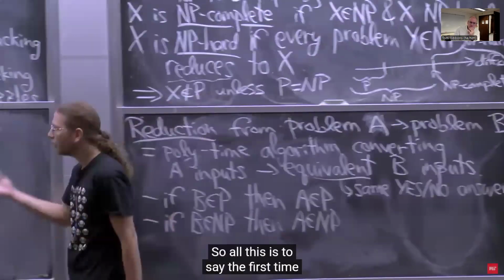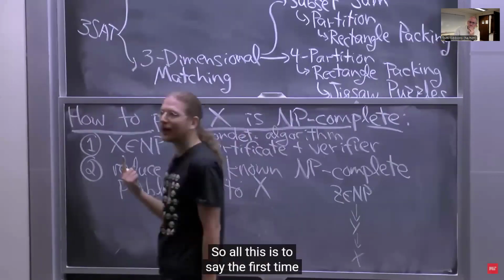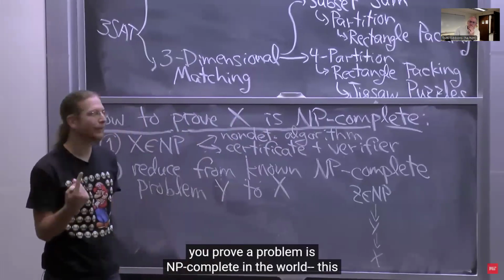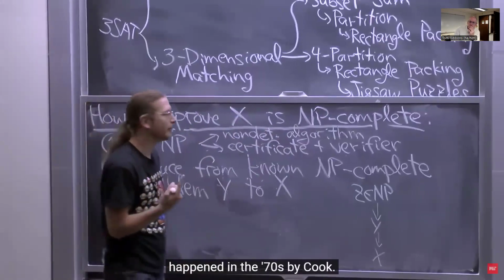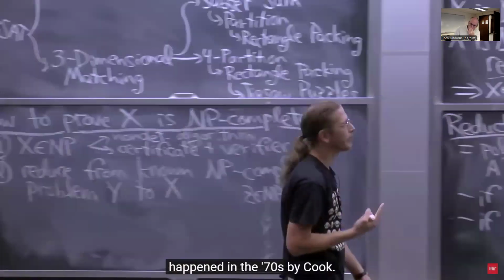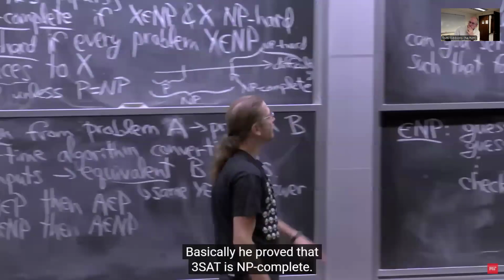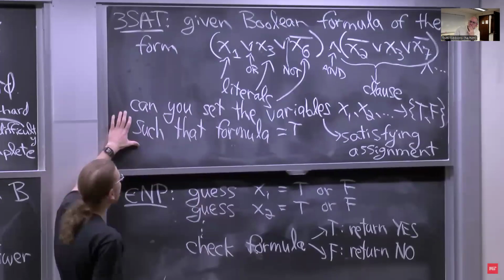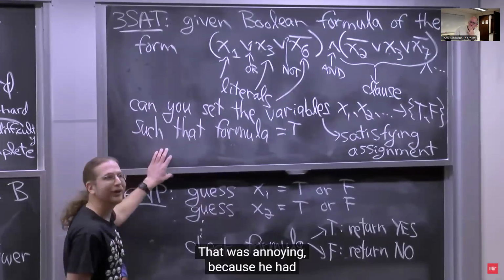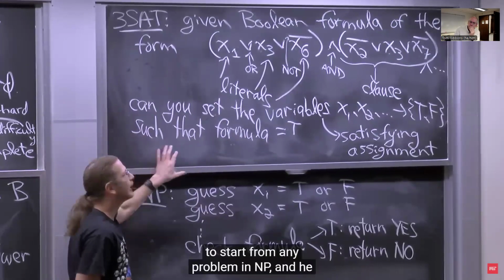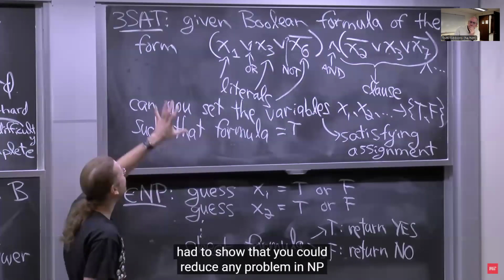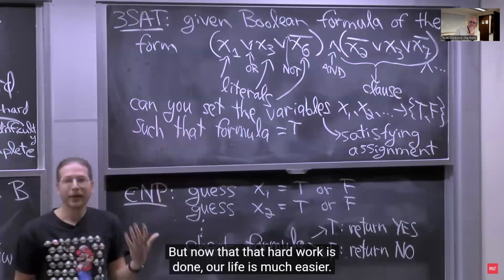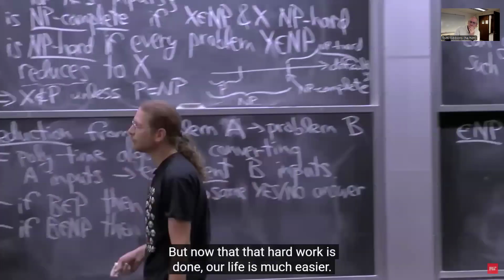So all this is to say, the first time you prove a problem is NP-complete in the world, this happened in the 70s, by Cook. Basically, he proved that 3SAT is NP-complete. That was annoying because he had to start from any problem in NP and show that you could reduce any problem in NP to 3SAT. But now that that hard work is done, our life is much easier.